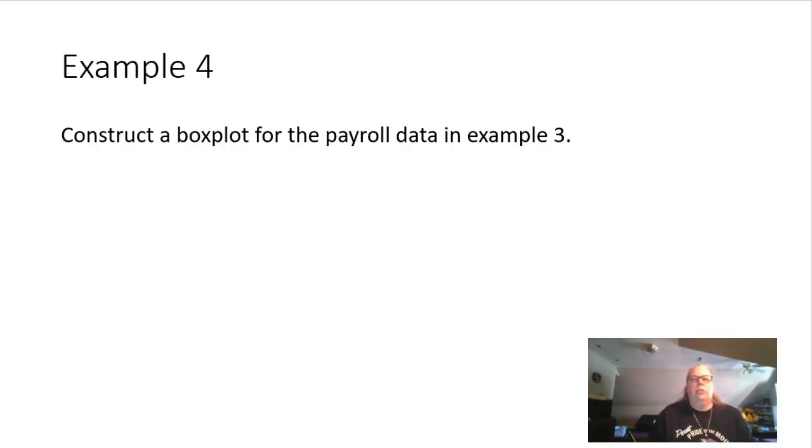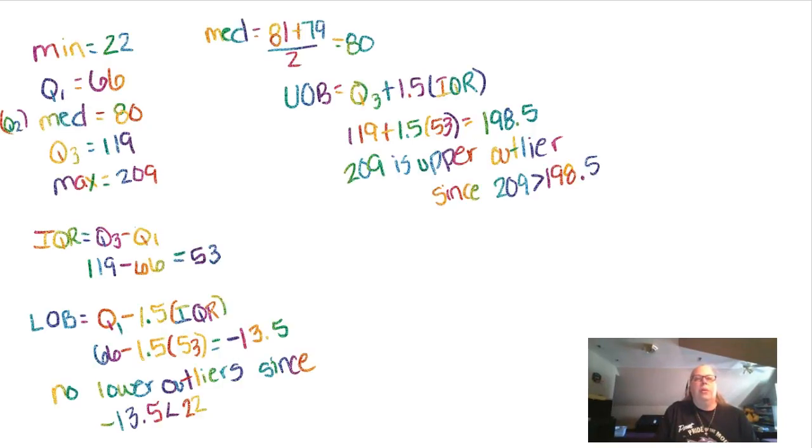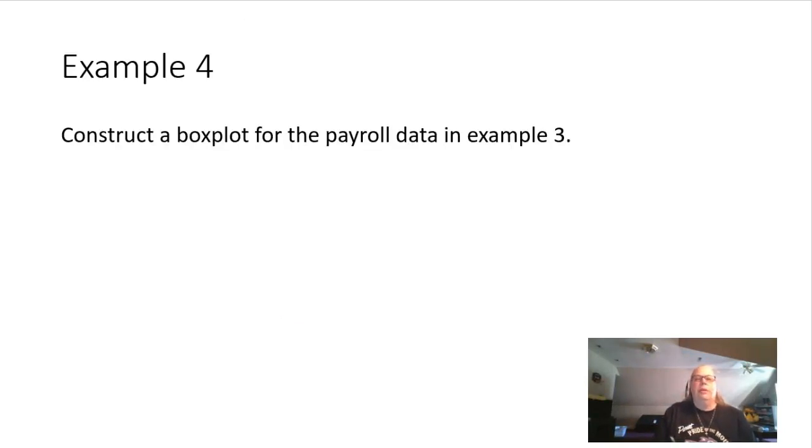Example 4, construct a box plot for the payroll data in the example 3 that we just did. All right, let's go back and remind us of our 5-number summary right here. The minimum 22, Q1 at 66, the median at 80, Q3 at 119, the maximum at 209. And we knew we had an outlier. That's important. And we had no lower outlier there.